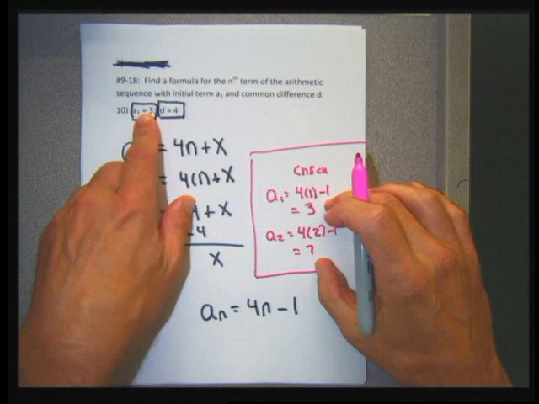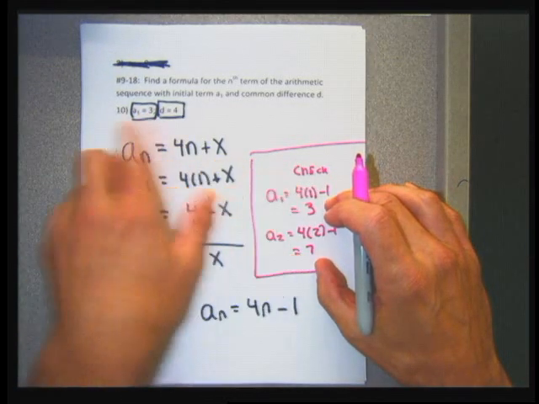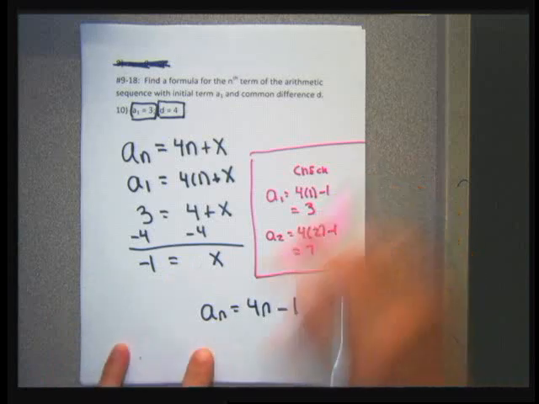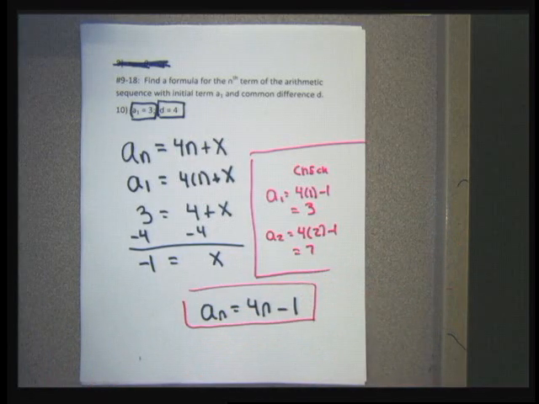The first term is 3. Successive terms have a difference of 4. That's what I need for my sequence to do. And that's what this sequence defined as a sub n equals 4n minus 1 does perfectly.